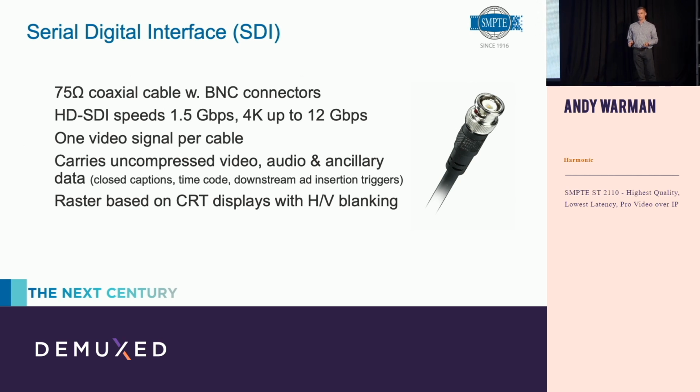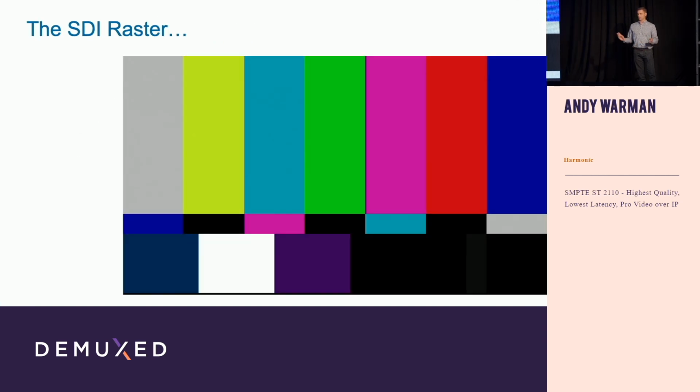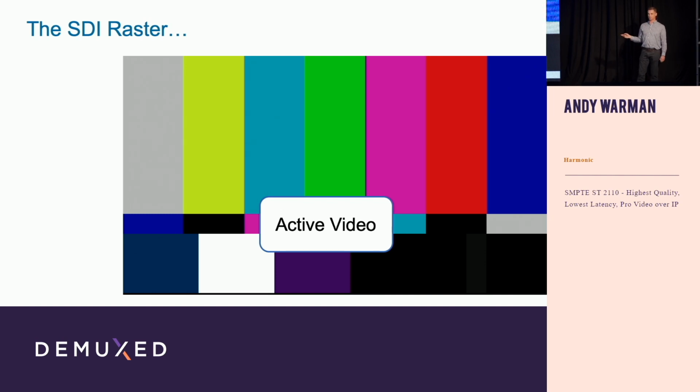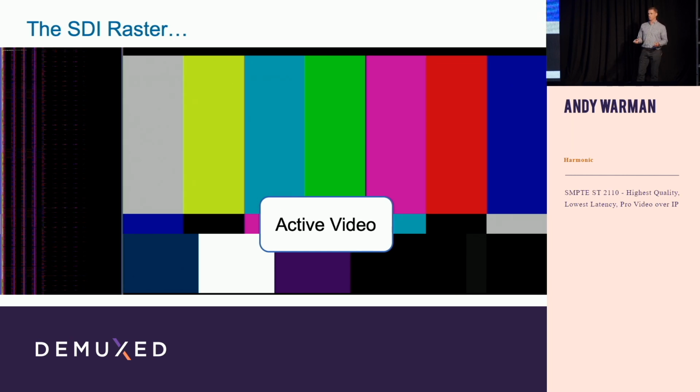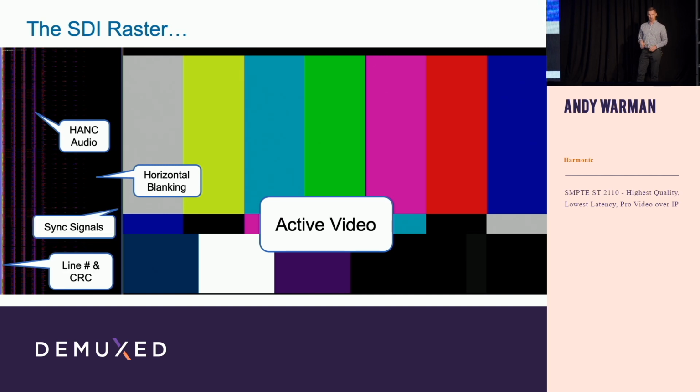But the technology is getting quite old. For example, the raster that gets used is based on CRTs, right? And it includes things like horizontal and vertical blanking. So here's the raster, and the reason I'm explaining this to you now will make a little bit more sense shortly, but what you typically see is the active video. Okay, so it's only a portion of the overall image. There's actually a lot of blanking or unused space. There's horizontal blanking and there's also vertical. And in the horizontal, we have audio, we have line and CRC data, we also carry sync signals, and last of all, vertical ancillary data. Okay, so there's a lot of things going on, but there's actually quite a lot of unused space in the raster as well.